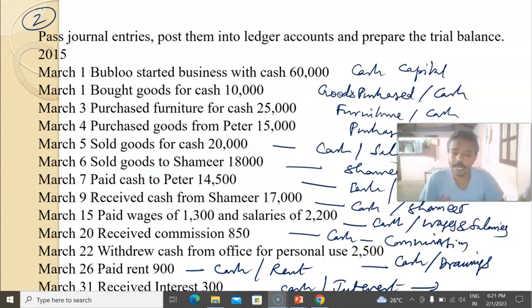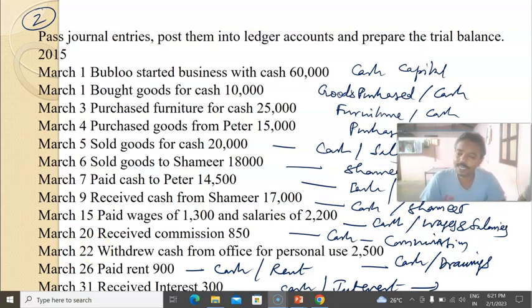Next, Bablu's capital account. Bablu's capital account is a personal account. Debit the receiver, credit the giver. Am I correct? The rule. So here, Bablu is receiving the money from the office for his personal use. Right? So it has to be debited. Debit the receiver. So Bablu's capital account debited rupees 2,500 to cash account rupees 2,500. Here a small change we need to make.